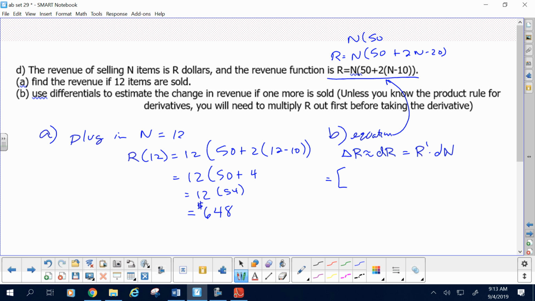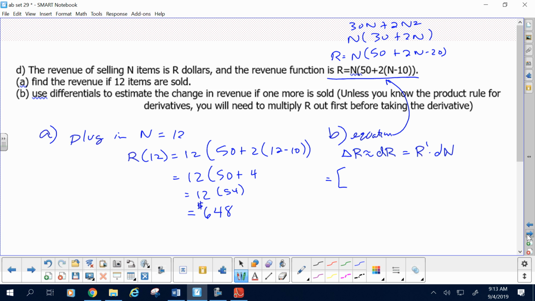And 50, nope, 30 plus 2n. Are you cool? Are you with me, people? 30 plus 2n. And if I then distribute, I get 30n plus 2n squared. You better believe if you ever work up on your math, I would count off. All right, so the revenue function is 30n plus 2n squared.